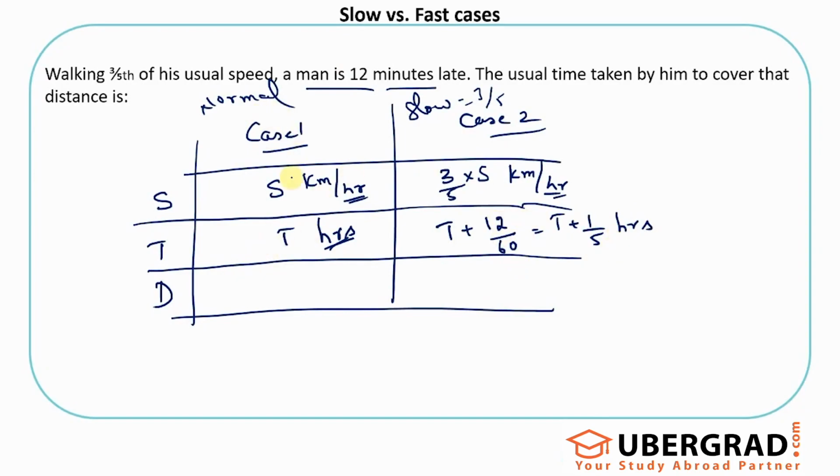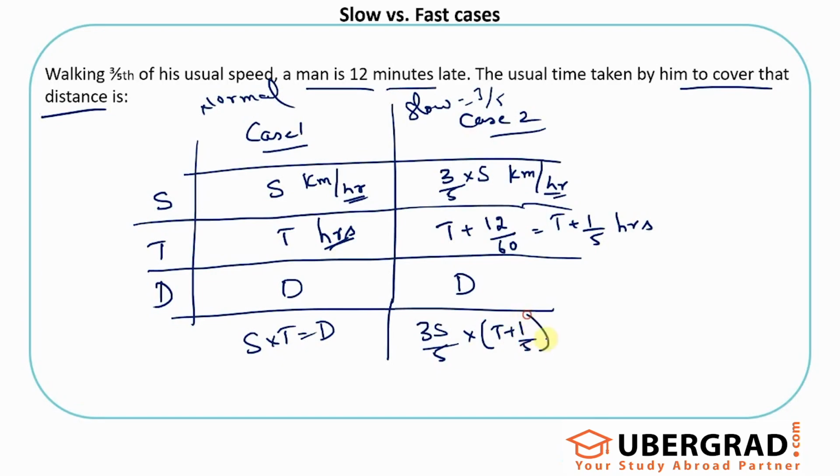So in a normal case, if I take t hours, in this case the man is taking t plus 1 by 5 hours. What is the distance? I don't know. Let's take it as d. This should also be d because he's covering the same distance, going from the same place to another place. So it's simply that s into t is d. That's the connection here. Here it will be 3s by 5 into t plus 1 by 5 is d.